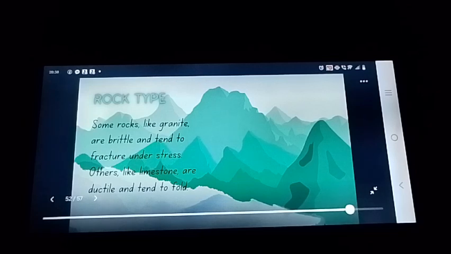Here's why this matters. Temperature and pressure: the depth at which a rock is found also affects its behavior. Mineral composition: different minerals have different strengths and melting points. So, rock type, temperature, pressure, and mineral composition all play a role in determining how a rock deforms. This is why some rocks fracture and others fold, creating the diverse landscape we see on Earth.